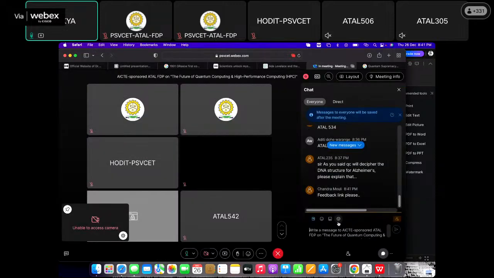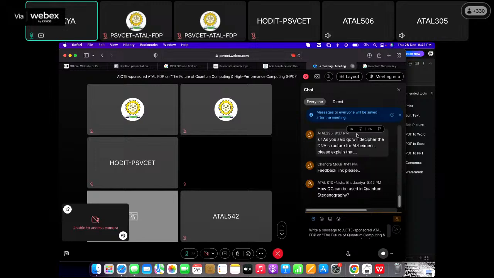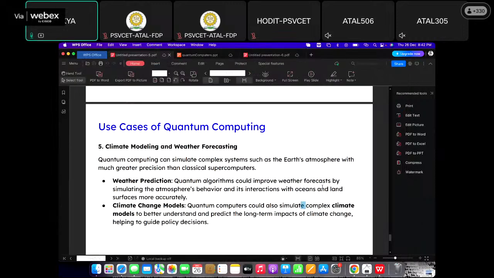I repeat once again. Sir, as you see, quantum computing will describe the DNA structure for Alzheimer's. Please explain that. Sir, I have proper documentation about it, the practical things. If you want, I'll share the proper documentation with you. You just post your email ID. I'll share the proper white papers, like how you can remove the bad proteins. You can solve multiple problems related to cancers and other things. So you just send it to me. You just post your email ID if possible, so I'll share all the documentation with you.